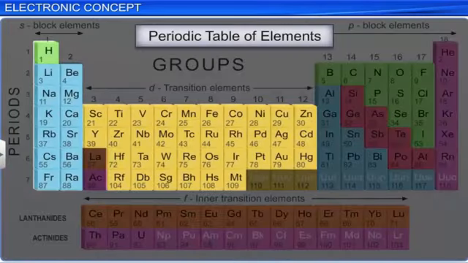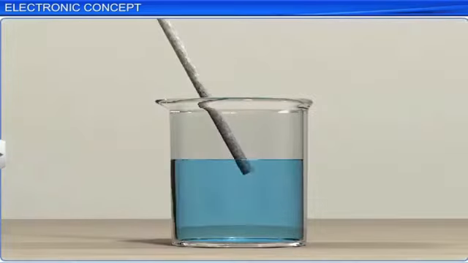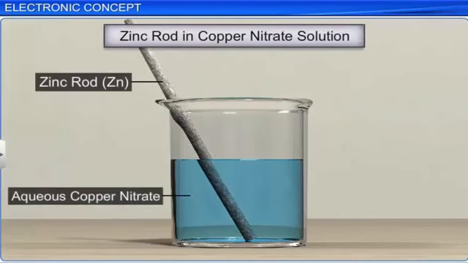We know that metals show the tendency to lose electrons. The more easily a metal loses electrons, the more active it is. Let's try to understand this through the following activity. We have placed a zinc rod in an aqueous solution of copper nitrate. Let's observe what happens.